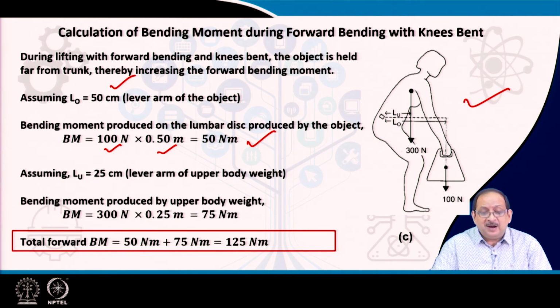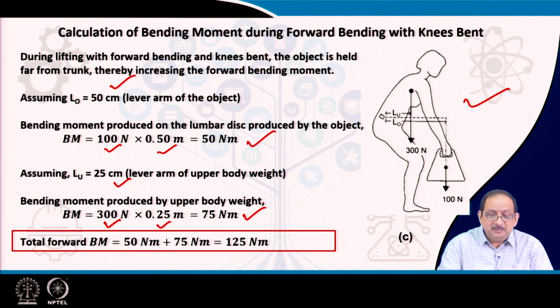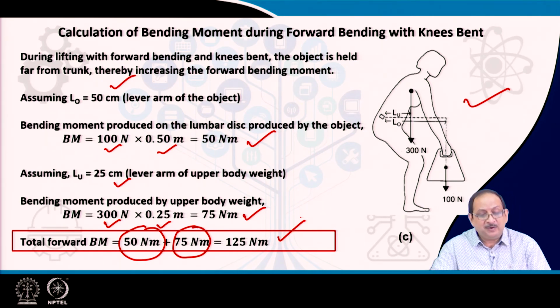Assuming a lever arm of 25 centimeters for the upper body weight, the bending moment produced by the upper body weight is 300 multiplied by 0.25 meters, which gives a bending moment of 75 Newton meter. So, when we add these two bending moments, 50 Newton meter and 75 Newton meter, the total forward bending moment is calculated as 125 Newton meter, which is the highest among all the three cases.